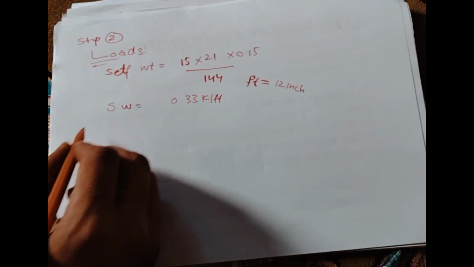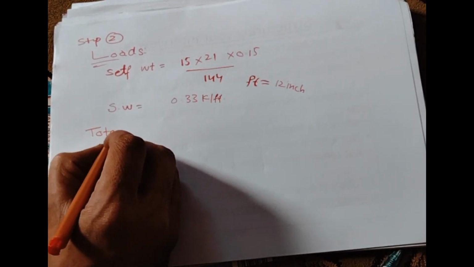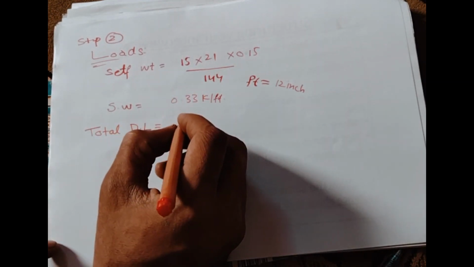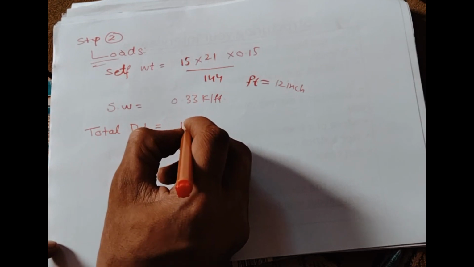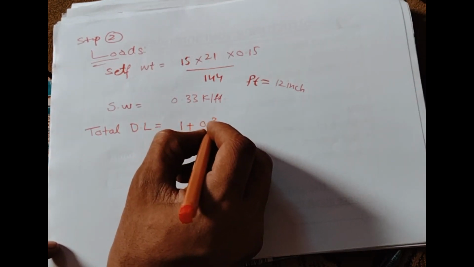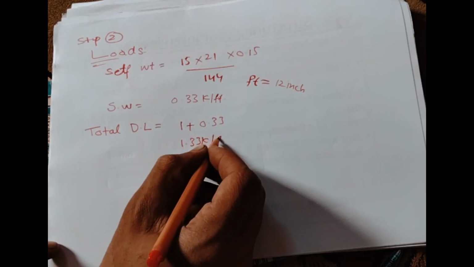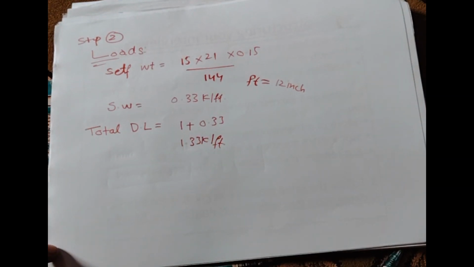Now we are going to calculate the total dead load. We have the superimposed load as 1 and the self weight equal to 0.33. Adding these two loads we got 1.33 kip per feet. So we have got the total dead load.